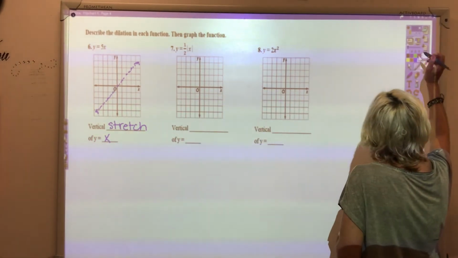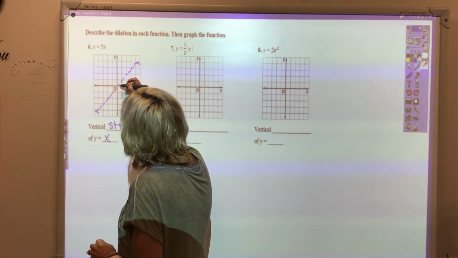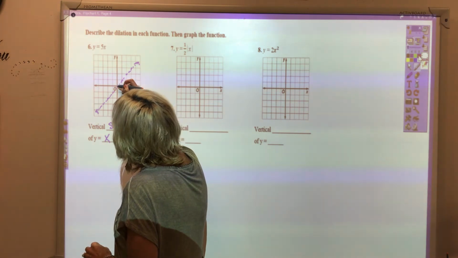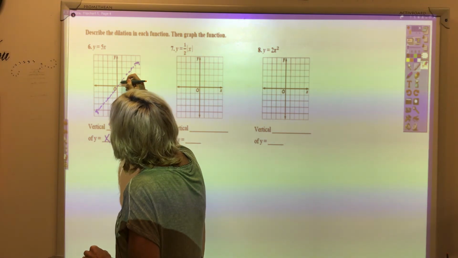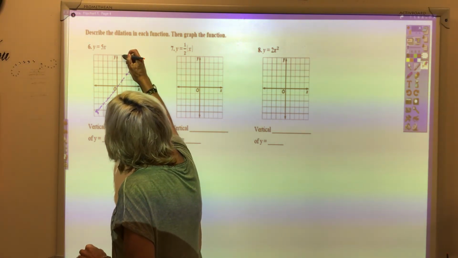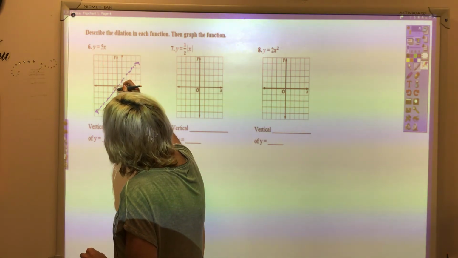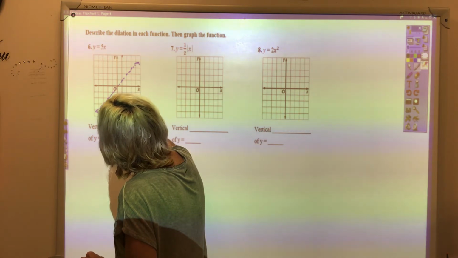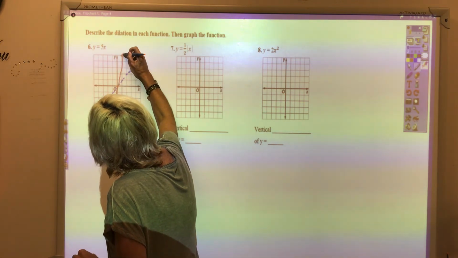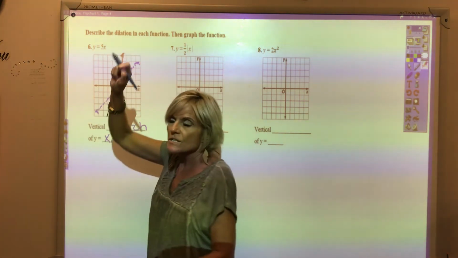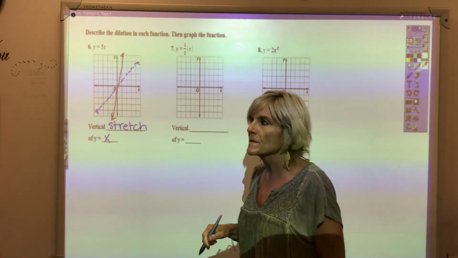So what we're going to do is just simply take each point and multiply it by 5. So if we had a point at 1, 1, now it would be 5 times 1, so it would be at 1, 5. 5 times 0 would still be at 0. 5 times negative 1 would be at negative 5. So this is taking and stretching out the function, making it longer and skinnier, would be the best way to describe it.